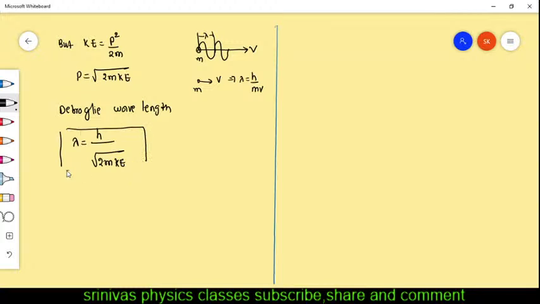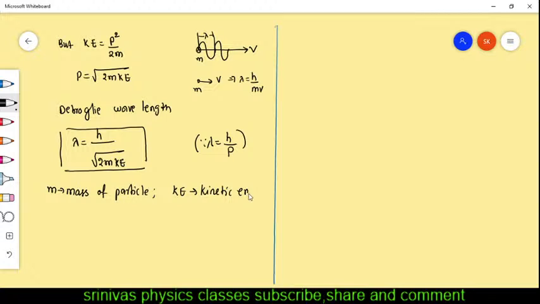From where you got this one? Previously we know lambda equal to h by p. Then from this, in case of p, we are writing the p formula, that's all. What is m here? Mass of particle. What is KE here? KE is the kinetic energy of the particle. This is the formula for the de Broglie wavelength in terms of kinetic energy.